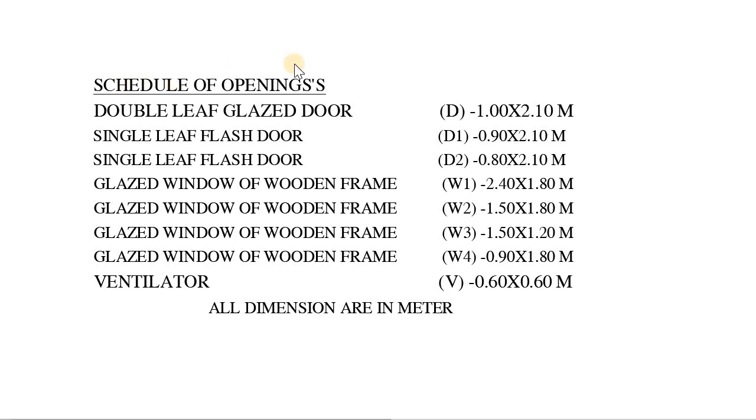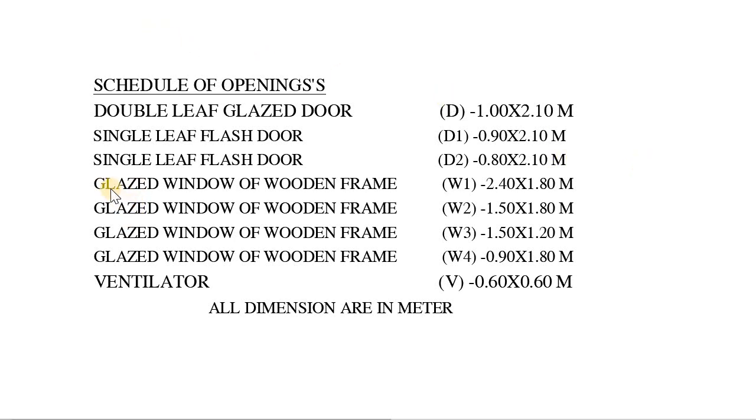Lastly, this is the schedule of openings. Here we have used the double leaf paneled door, which is D in nomenclature, and it has the size of 1.2 by 2.1 meters. Also, we have used a single leaf flush door, that is D1, and the size of this door is 0.9 by 2.1 meters. Then we have used a single leaf flush door, that is D2, for the toilets and the dress area, that is 0.8 by 2.1 meters.